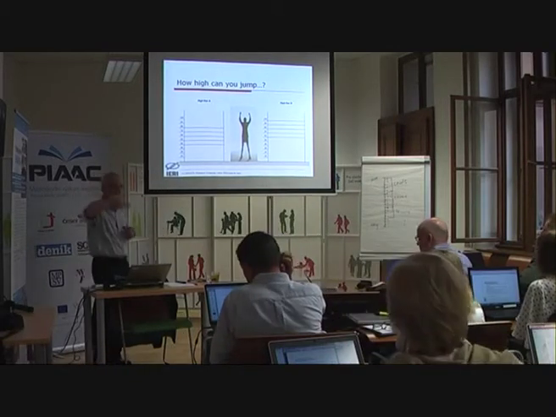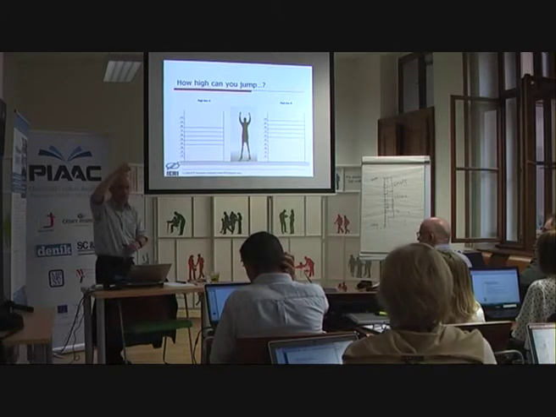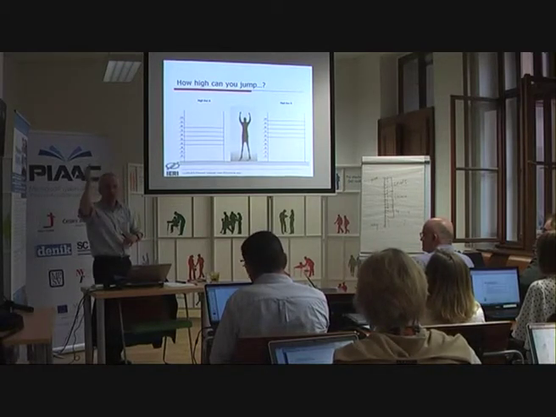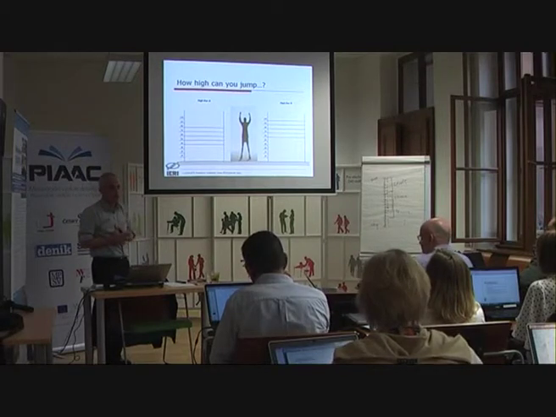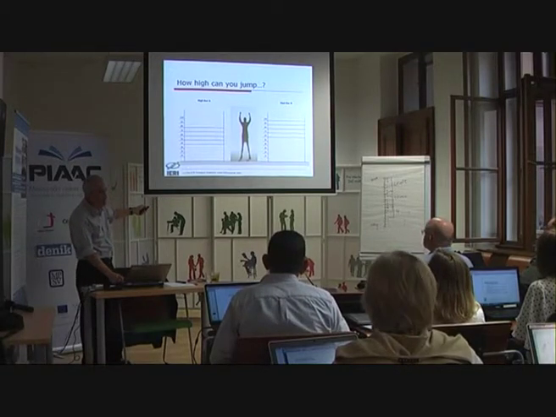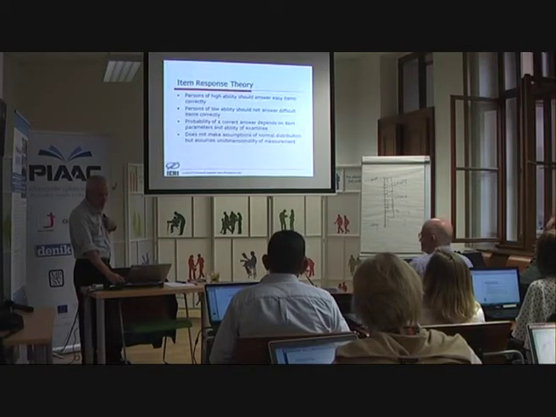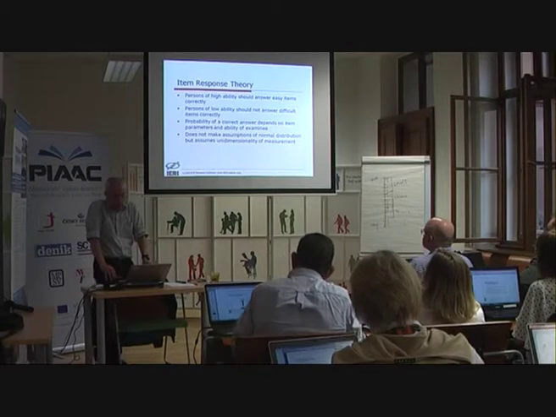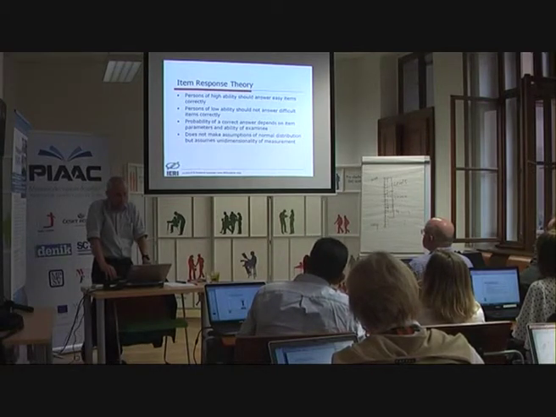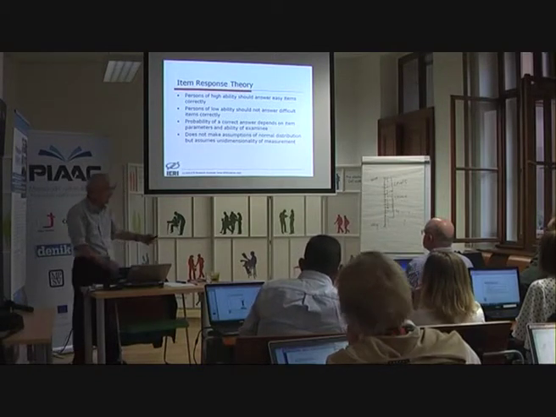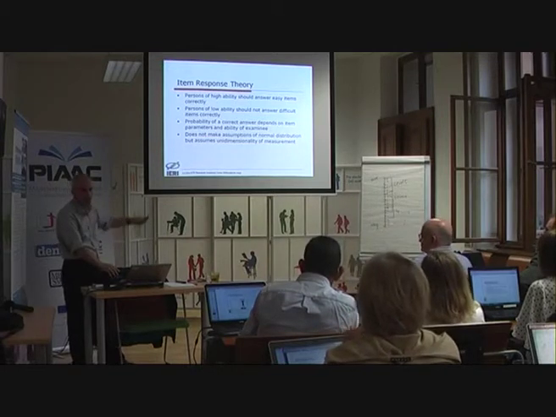But behind the scenes, it's the same principle: we're trying to rank people on this dimension, and we make them take tasks or items or questions that have a certain level of difficulty, and based on that, we will place them in one place or another. And we have to fill in the gaps also. Persons of high ability should answer easy items correctly. Low ability would not answer them correctly. The probability of answers depends on the item parameters and the ability of the examinee. It does not make assumptions of normal distribution, but assumes unidimensionality of measurement. So it assumes that there's one dimension, and you can place those items along that dimension.